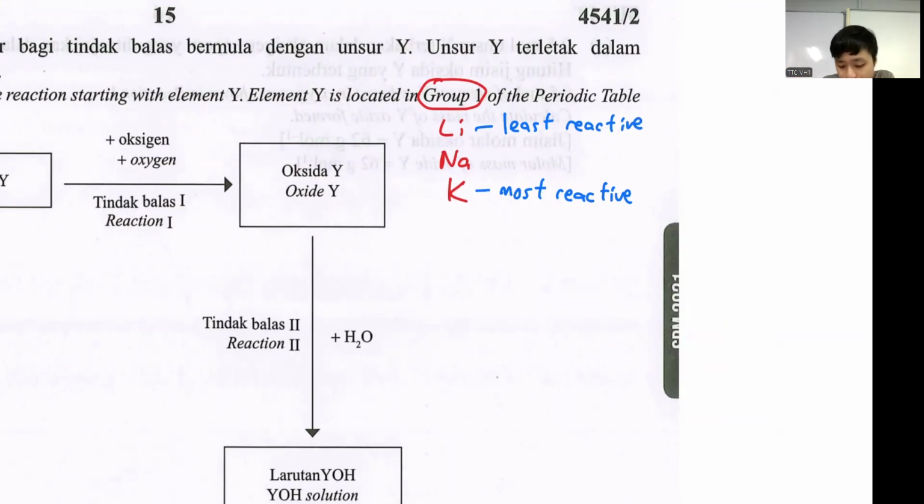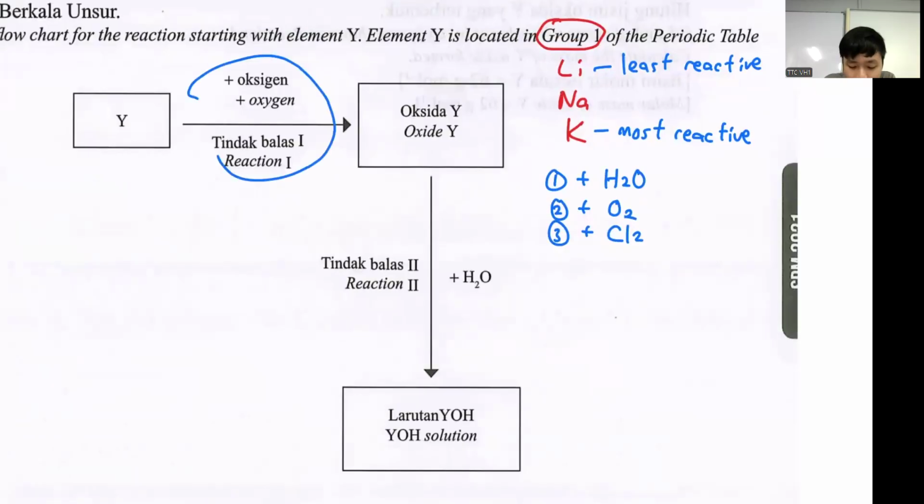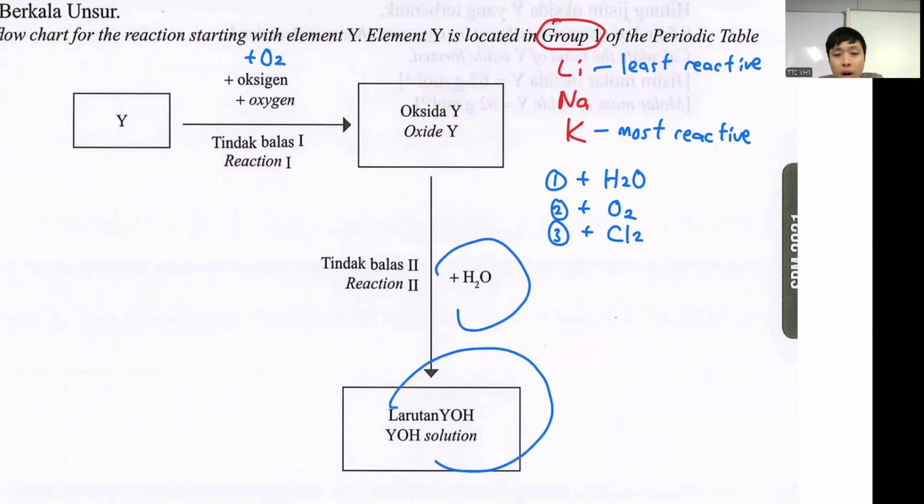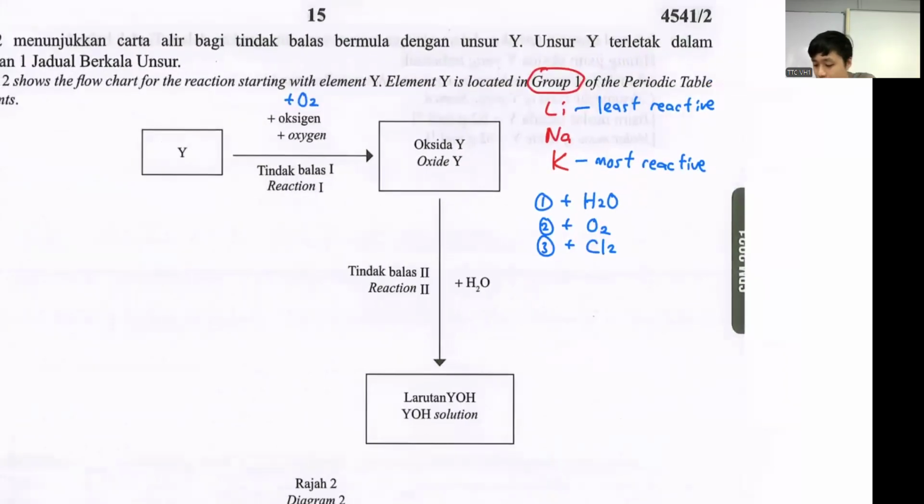There are 3 chemical reactions, right? One, can react with water, can dissolve in water. Number 2, can burn with oxygen gas. Number 3, can burn with chlorine gas. So as you can see, this one reacts with oxygen, right? Y plus O2 becomes Y2O in this case. Then after that, I take this Y2O, dissolve in water, become YOH.